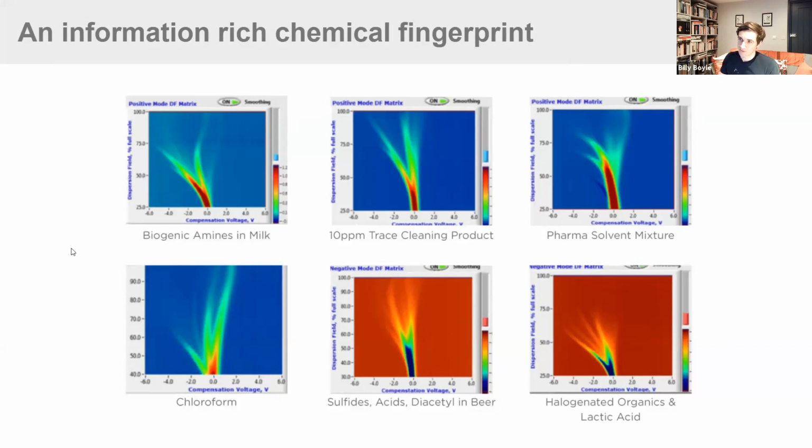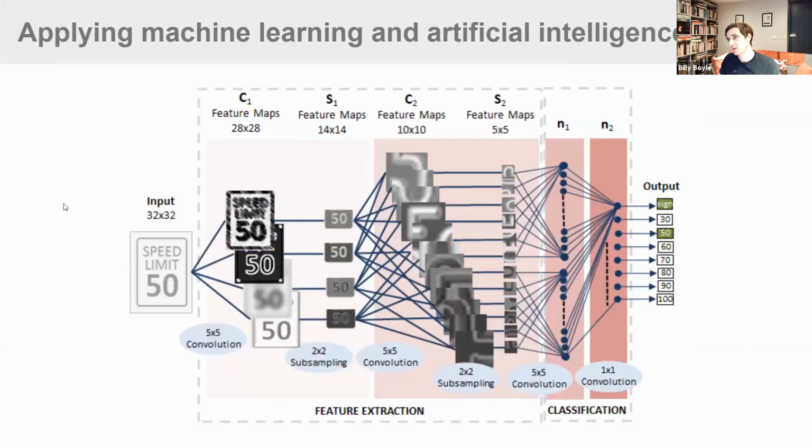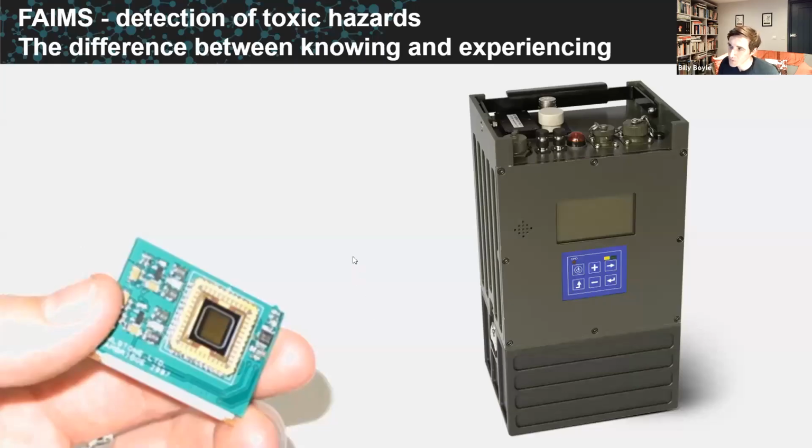And what the team have been doing recently, which is very exciting, is looking at these information-rich chemical fingerprints and applying machine learning, artificial intelligence algorithms to effectively learn what these different chemicals look like, even in quite complex backgrounds. So you can quite quickly build robust classifiers for these different types of applications. So that's just a little bit about the core sensor technology. I'll move on to talk a little bit about how we use it in different types of applications.